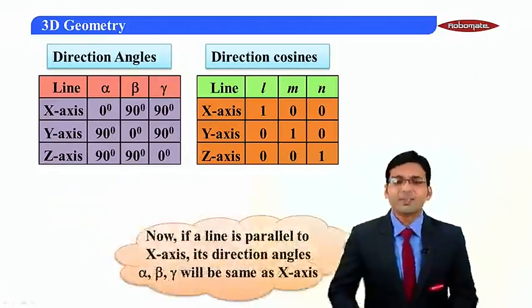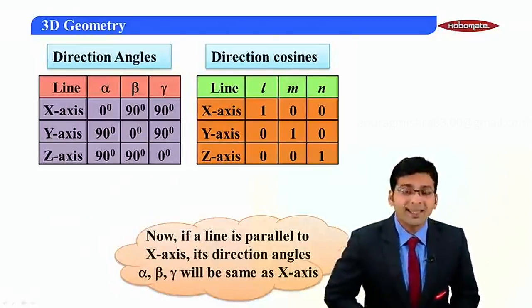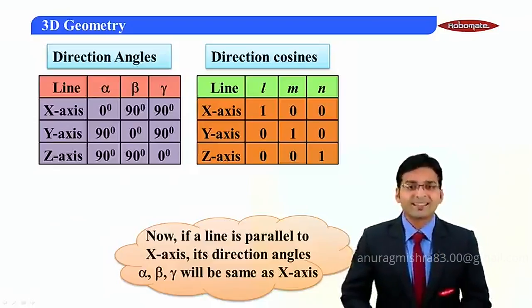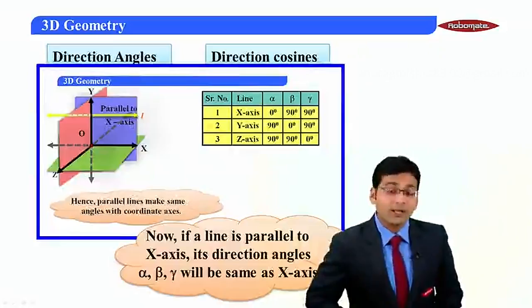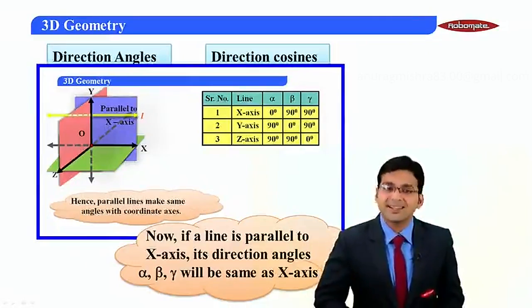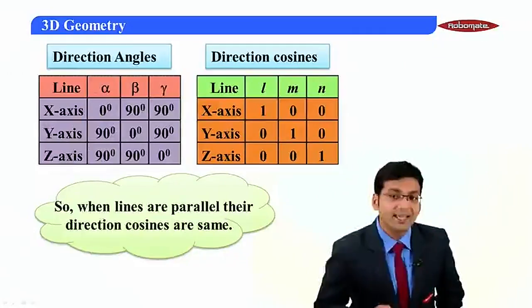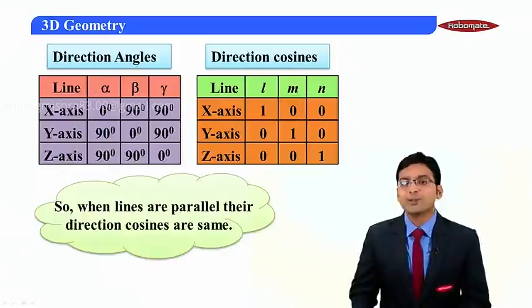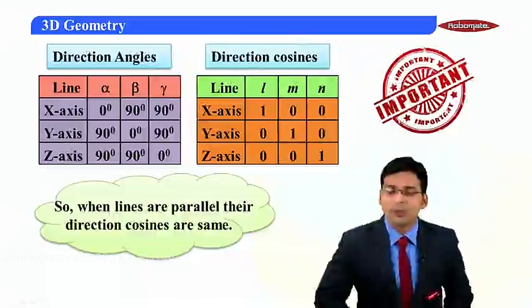Alright, let us proceed. We know that if a line is parallel to the x-axis, then its direction angles will be the same as the x-axis, correct? We have seen in the previous module that when lines are parallel, their direction angles are the same. Now if direction angles are the same, we can say that when lines are parallel, their direction cosines are also the same. We have to remember this for problems.